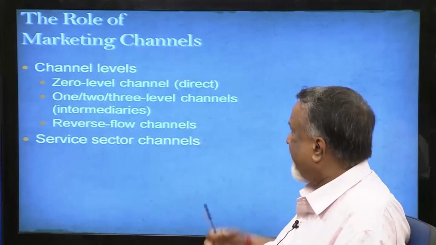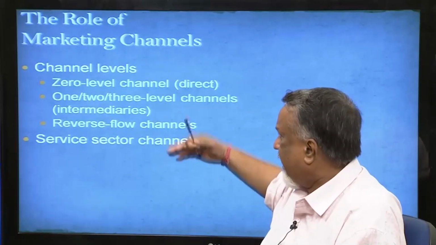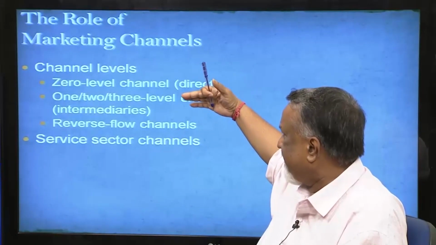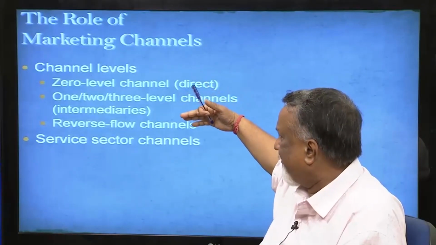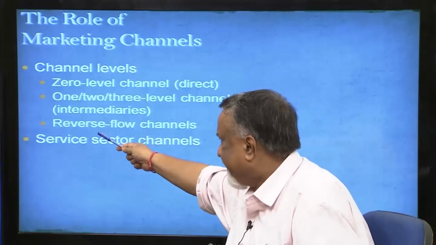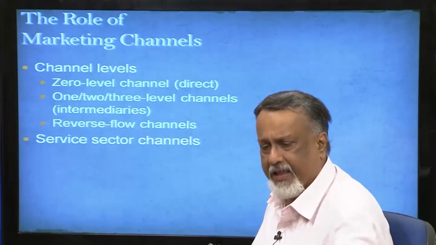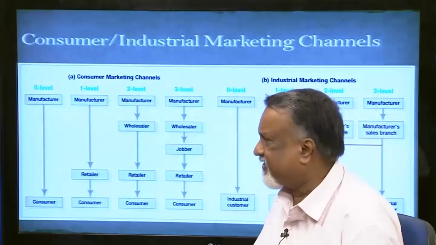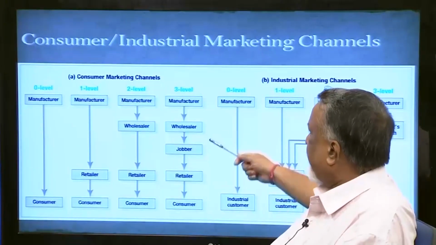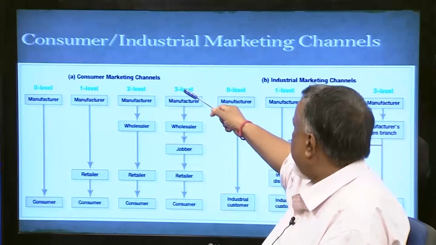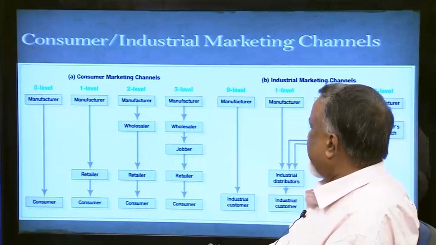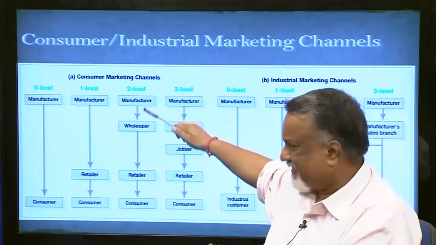So, the roles of marketing channels are therefore different. There are 0 level, 1 level, 2 level, 3 level channels, and the other thing that we had discussed, the return or reverse flow channel. And similarly, there can be service sector channels. So, let us look at this. This is a consumer marketing channel and this is an industrial marketing channel. We have discussed this same diagram earlier.